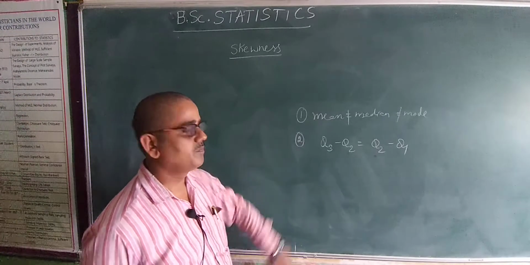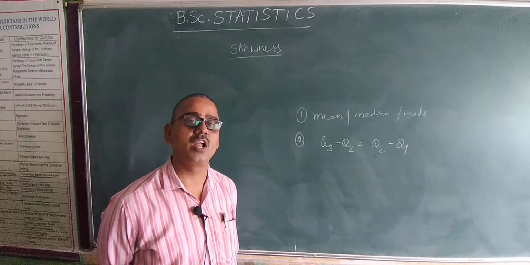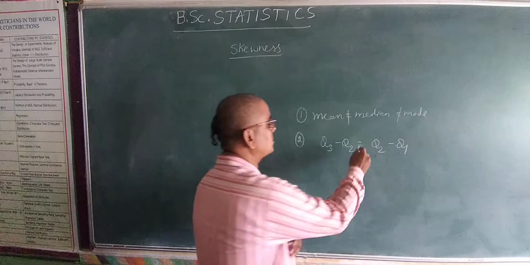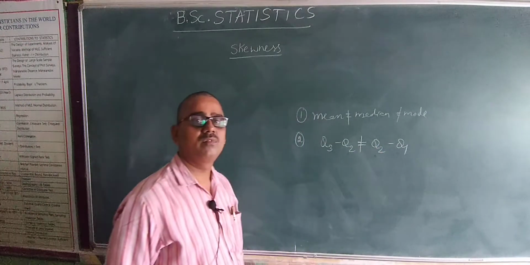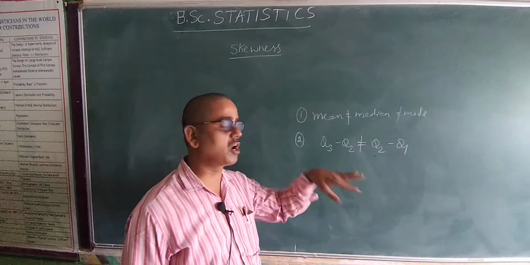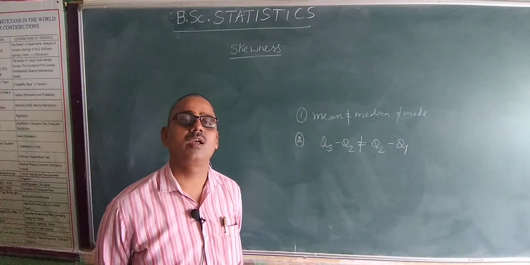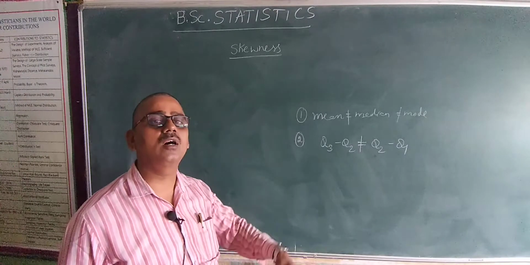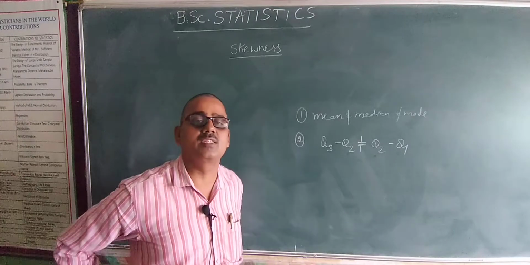Second definition: the quartiles are not equidistant from the median. That is, Q3 minus Q2 is not equal to Q2 minus Q1. The distance between Q3 and Q2 is not equal to that between Q2 and Q1. Alright? So this is the definition of skewness.